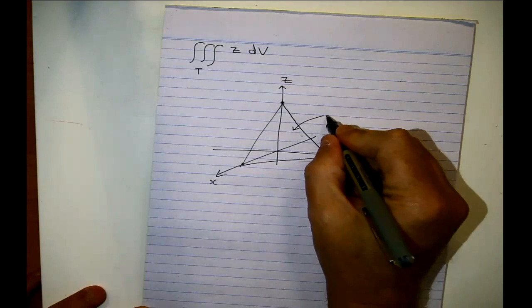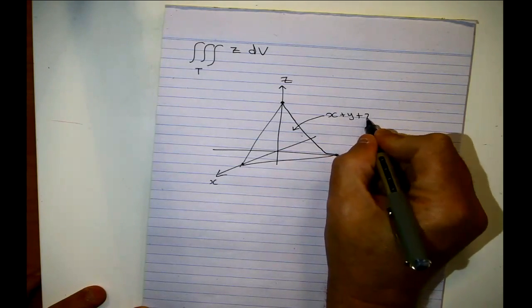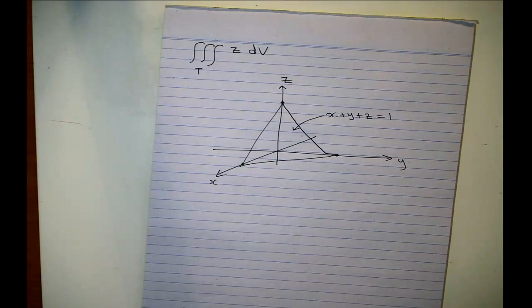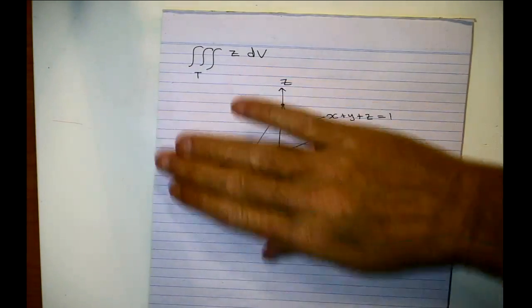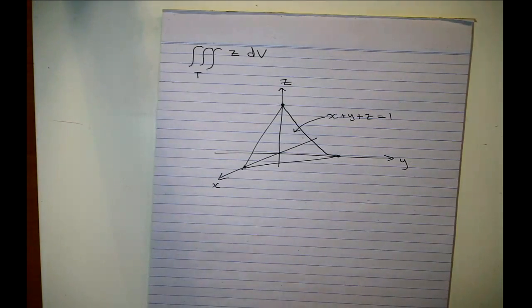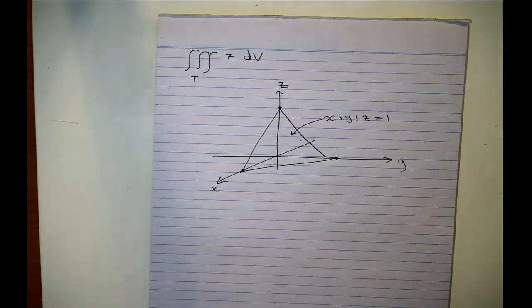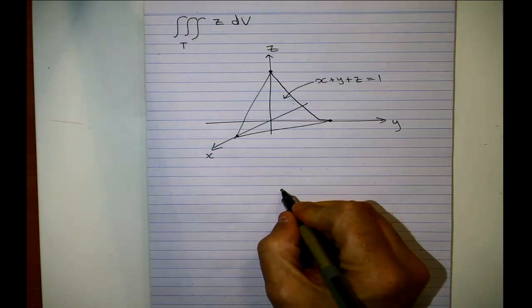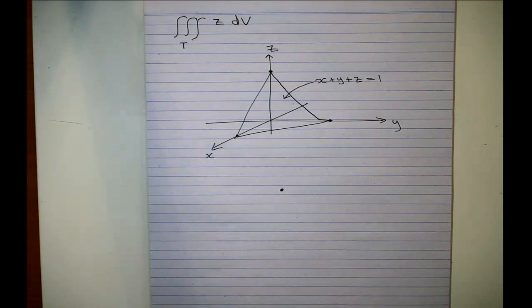Right, and this is the plane. And the back ends are the coordinate planes, x equals 0, y equals 0, and z equals 0. So x equals 0 is the page, y equals 0 is that plane, and z equals 0 is that plane. So it's like a pyramid on its side.